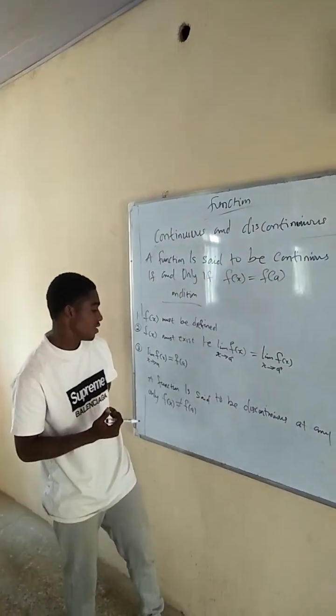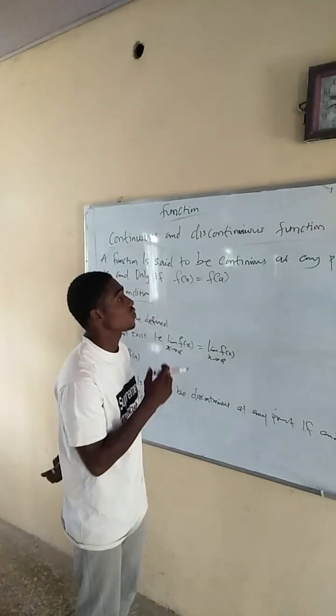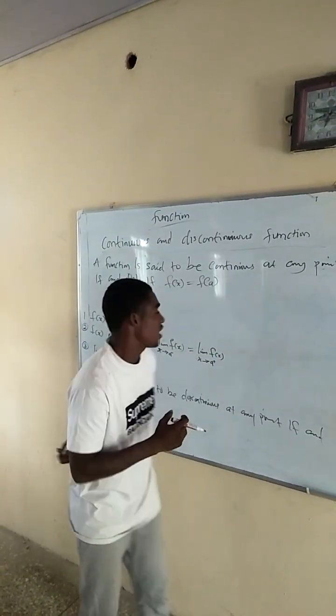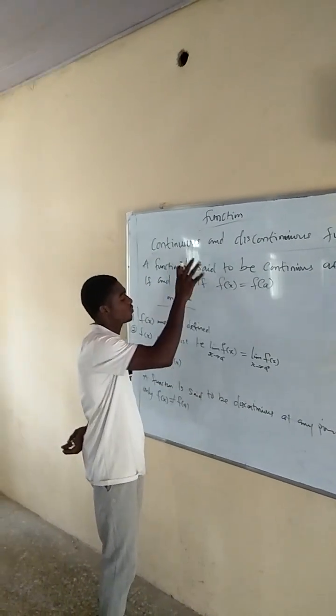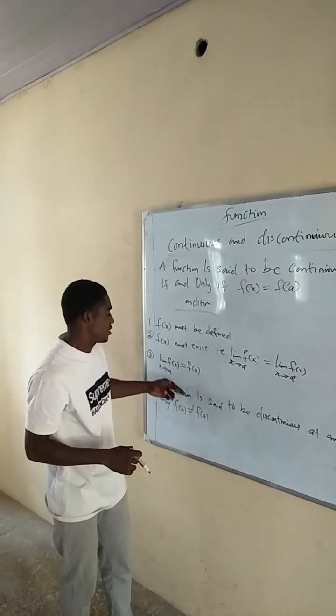The next time we meet, we will continue from discontinuity of function. But for now, you should have this at the back of your mind. For a function to be continuous, these three conditions must hold.